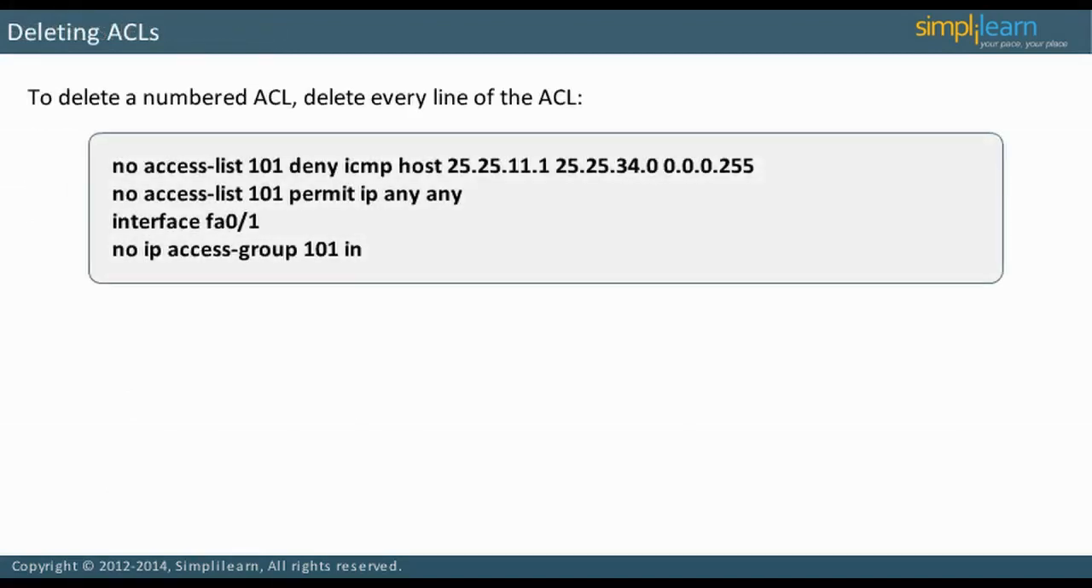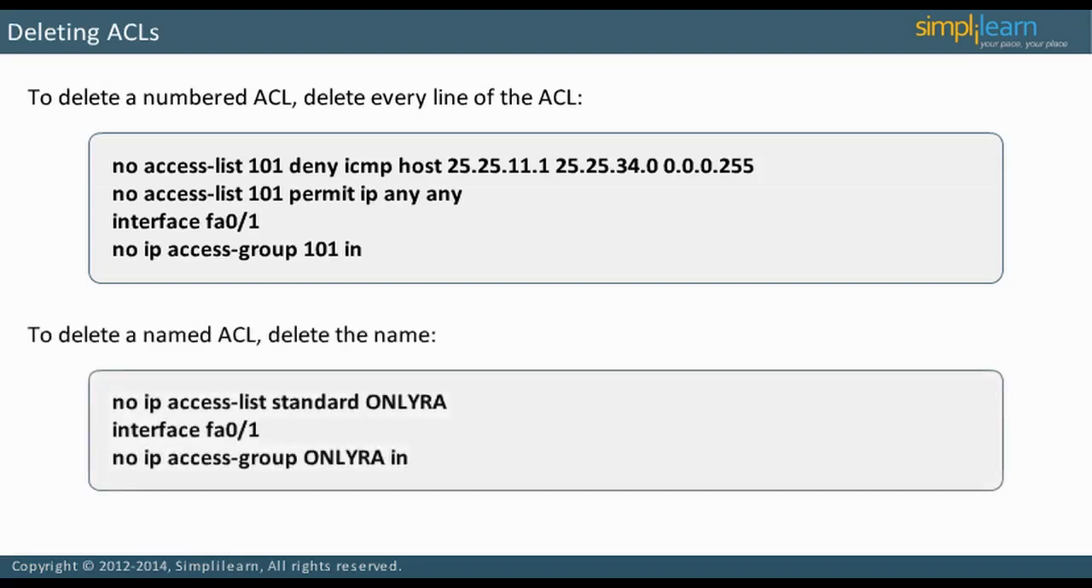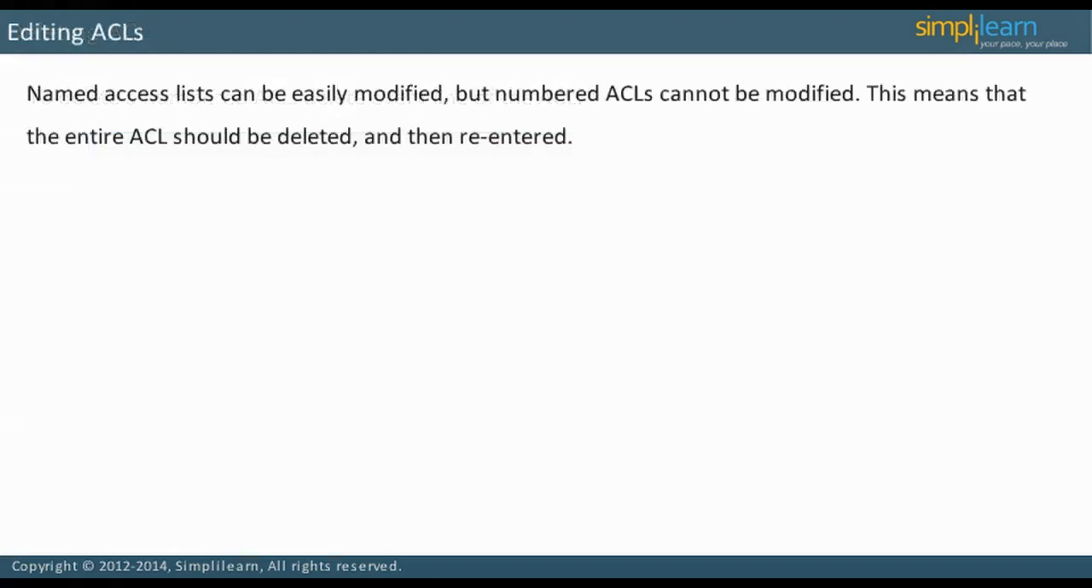Before deleting an ACL, you must remove the application of the ACL on an interface by prefacing the access group command with no. To delete a numbered ACL, delete every line of the ACL. This is done by prefacing each with no. To delete a named ACL, delete the name. Take some time to review the commands. Let us discuss how to edit ACLs in the following slide.